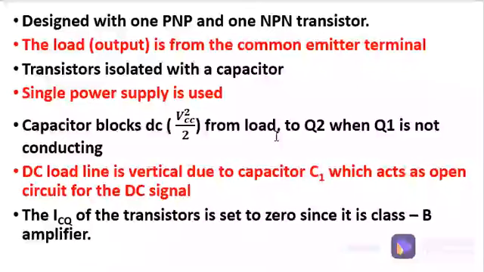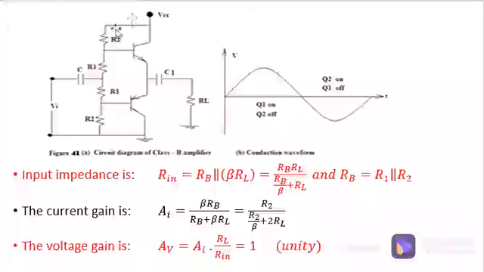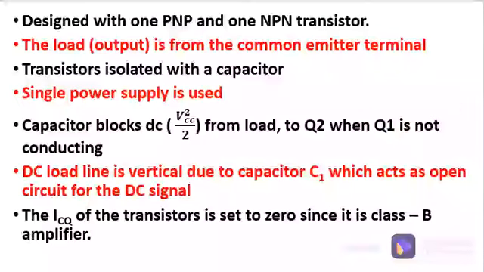It doesn't allow the power supply voltage VCC, as we have seen from this diagram, to go directly to the load. It is blocking it. The function of the capacitor is normally blocking the DC component of the signal. So it blocks it to Q2 when Q1 is not conducting, and it will also block it for Q1 when Q2 is not conducting.